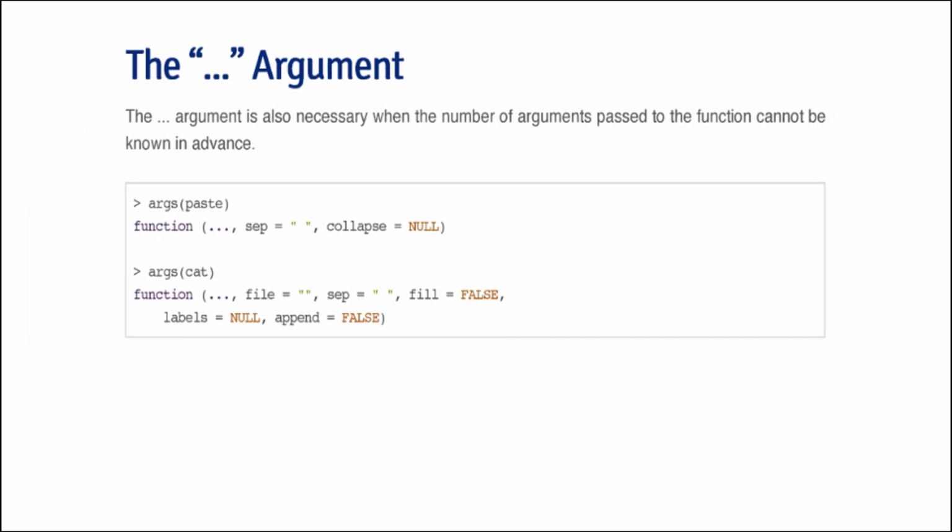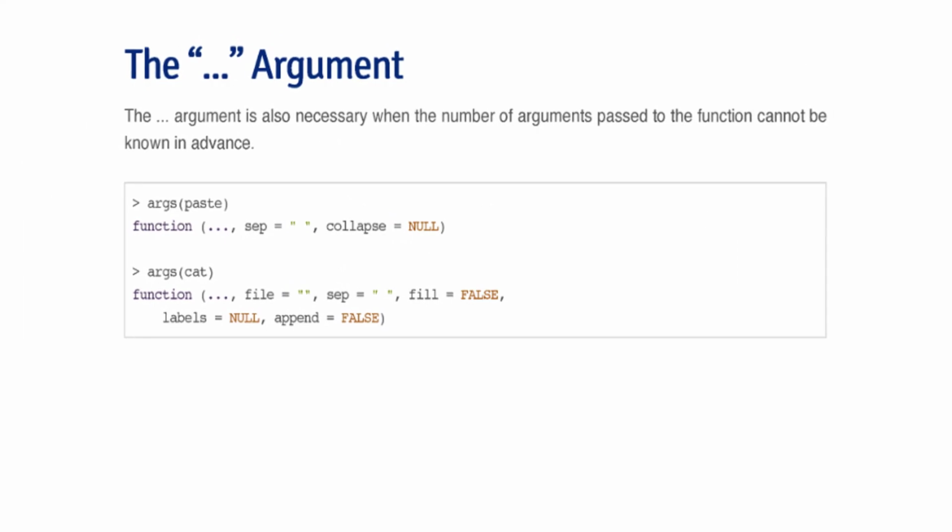Lastly, the dot dot dot argument is necessary when the number of arguments that are passed to a function cannot be known in advance. One good example of this usage is the paste function. The paste function concatenates a set of strings together to create one string or a vector of strings, and it can take a variable number of arguments. There is no way for the function to know in advance how many arguments it's going to have to paste together, and so the first argument for paste is actually dot dot dot.